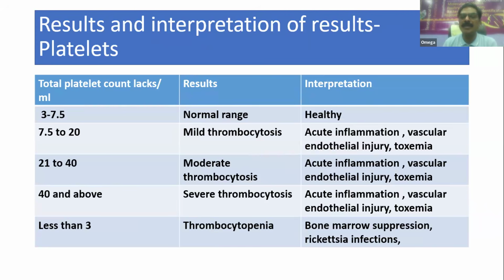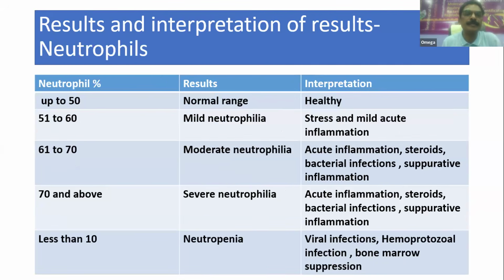Again, the acute inflammation, vascular endothelial damage, and its intensity. If mild inflammation is there, mild endothelial injury is there, and toxemia is there, we get about 20 lakh platelets per ml. As the intensity goes beyond the capacity of the particular injury or repair, we get moderate thrombocytosis, severe thrombocytosis, and thrombocytopenia. Whenever there are less than 3 lakh thrombocytes per ml, bone marrow suppression, rickettsial infection, and some toxicities are indicated.